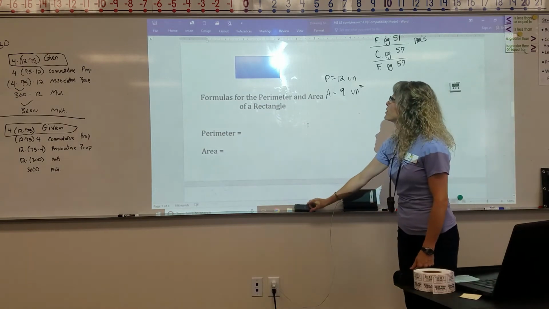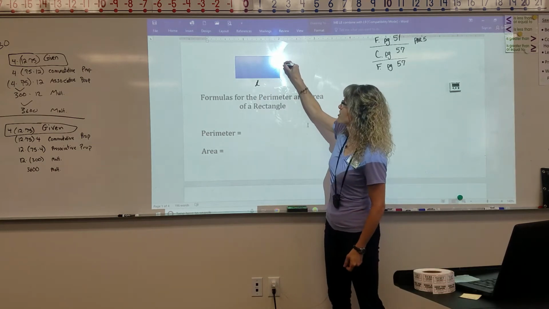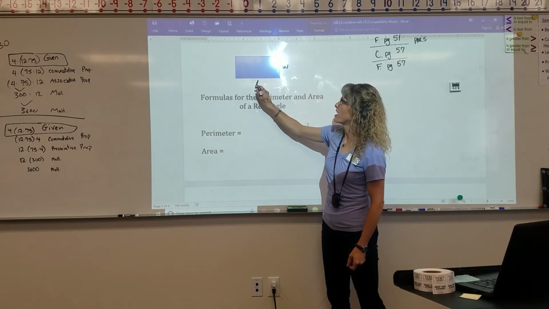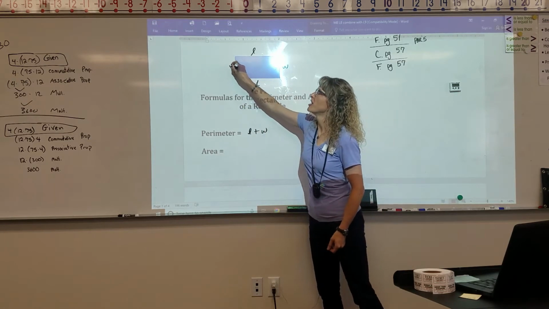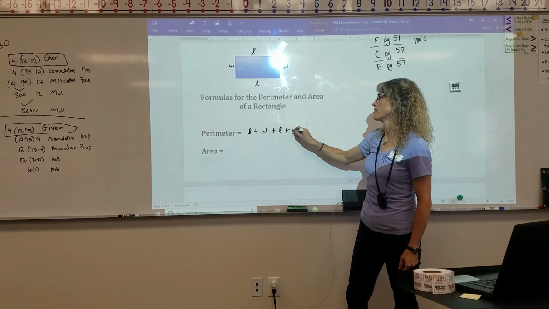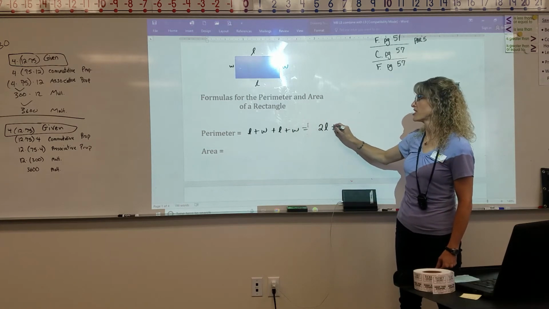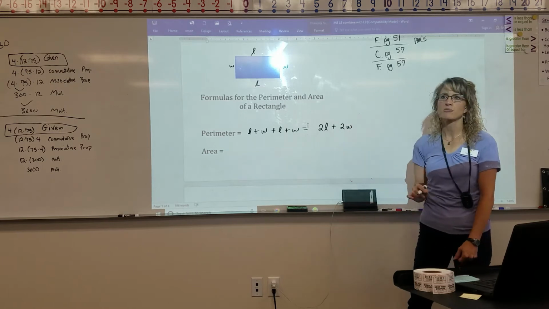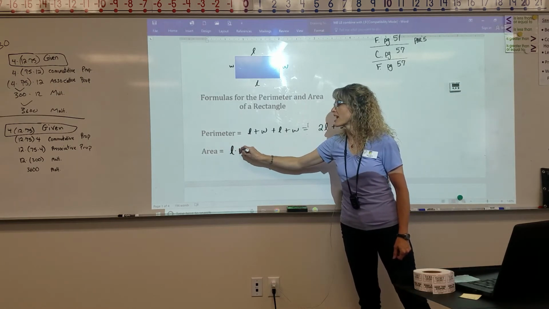All right, let's review perimeter and area of a rectangle. So if we call this length, we call this width. Perimeter is L plus W plus L plus W. Don't forget to go all the way around. Our more simplified answer would say there's 2 L's plus 2 W's. That's perimeter. Area is length times width.